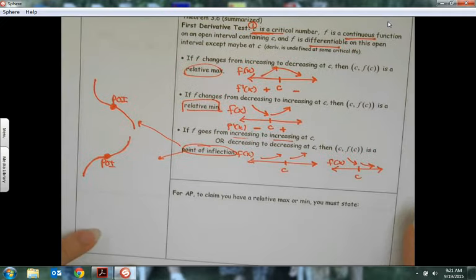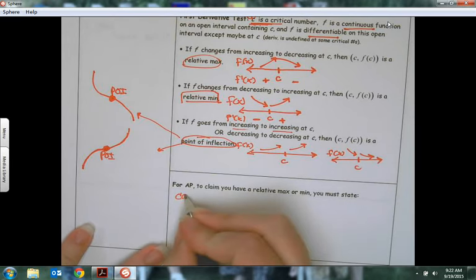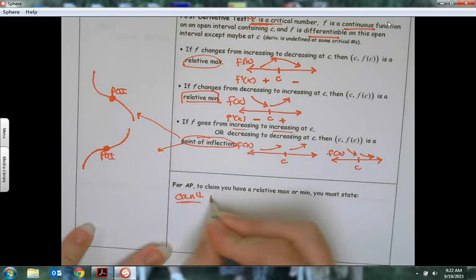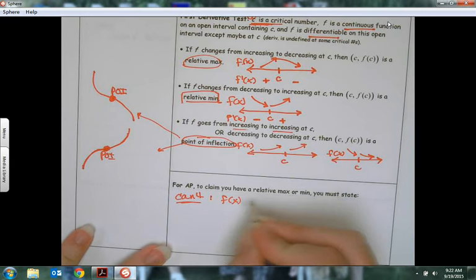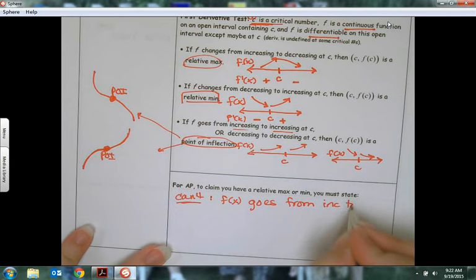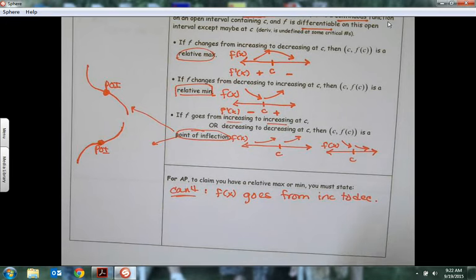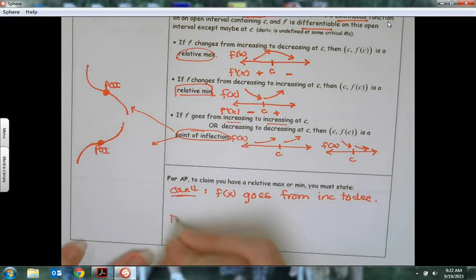Okay, so for AP, to say that you have a relative max or min, you cannot say that f of x goes from increasing to decreasing, because that's just a given definition. That's just in general. So we can't say that for AP. We have to actually show a little bit more work.